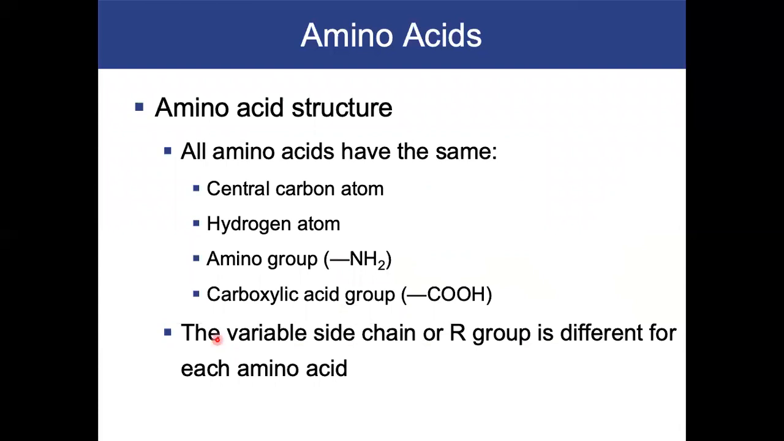All amino acids have the same basic structure. They have a central carbon atom, a hydrogen atom, an amine group or amino group, NH2. This could be NH3. And again, we see the carboxylic acid group, that's a COOH or COO minus. The variable side chain or R group is different for each amino acid.